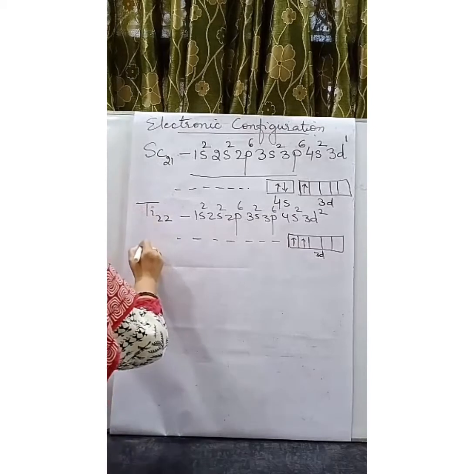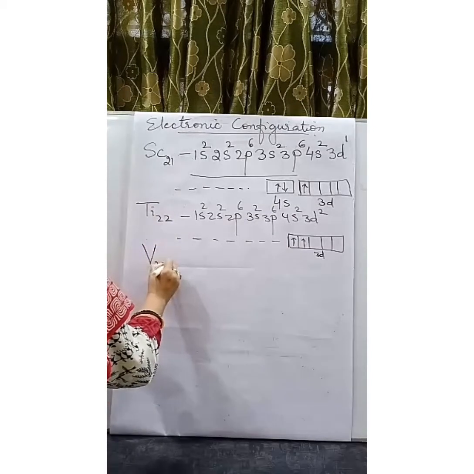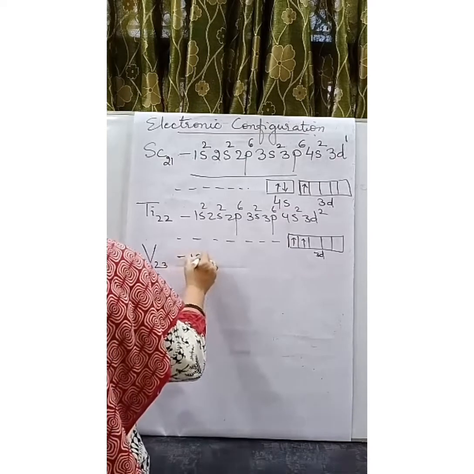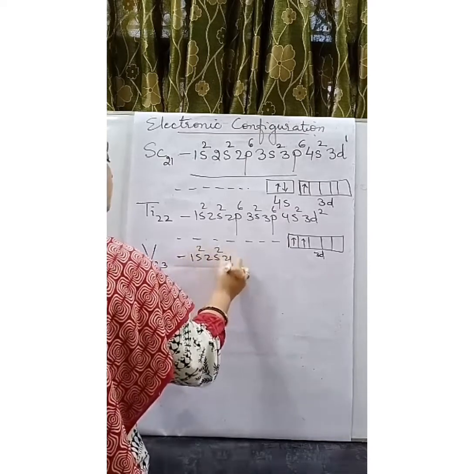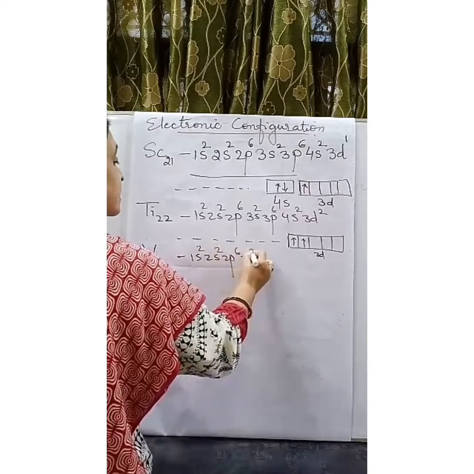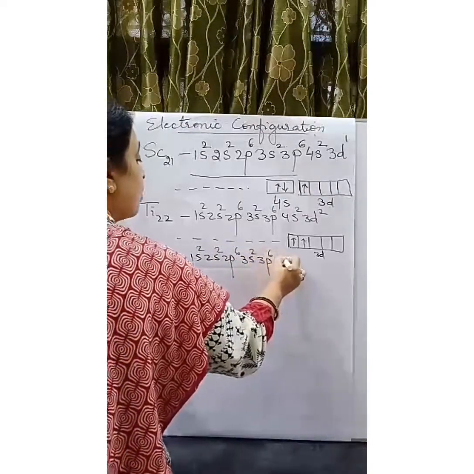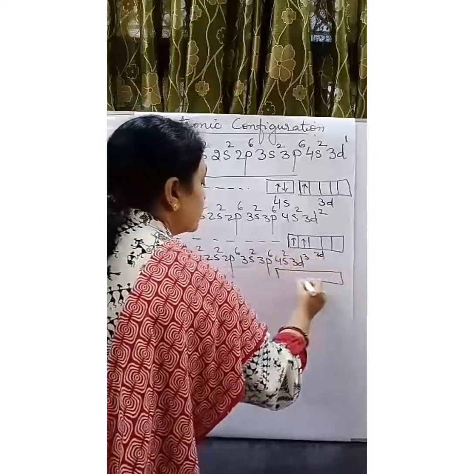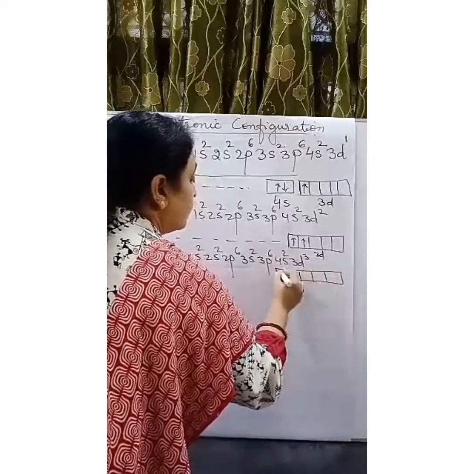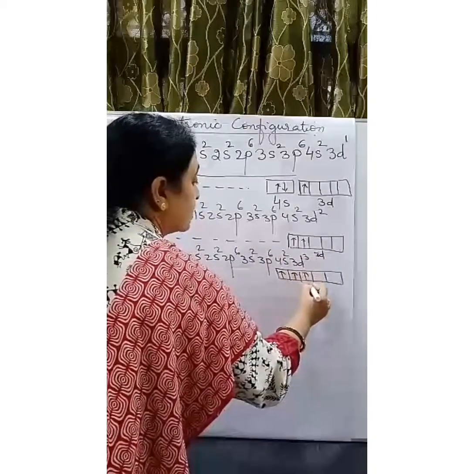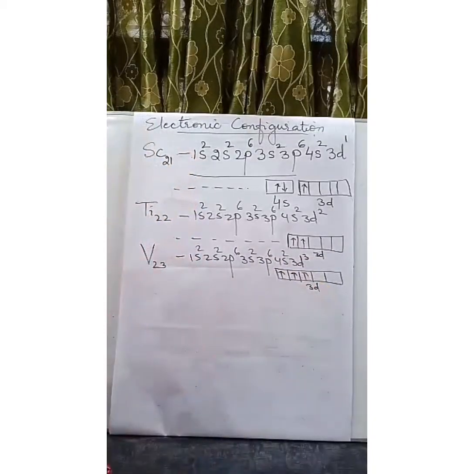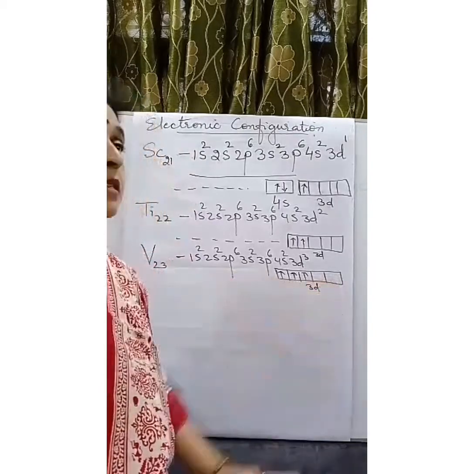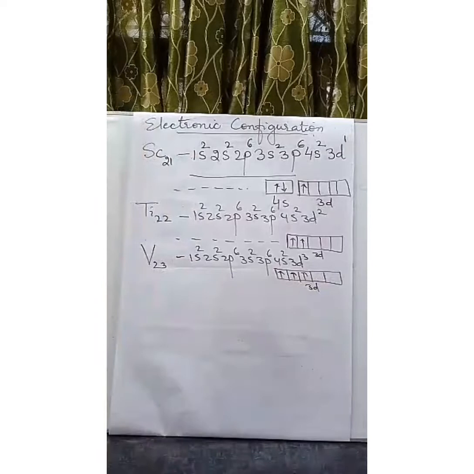After titanium comes vanadium, atomic number 23: 1s2, 2s2, 2p6, 3s2, 3p6, 4s2, 3d3. If you are arranging it in an orbital diagram, 1, 2 and 3, because we have to follow what? Hund's rule of maximum multiplicity: until all the orbitals are singly occupied, pairing cannot take place.